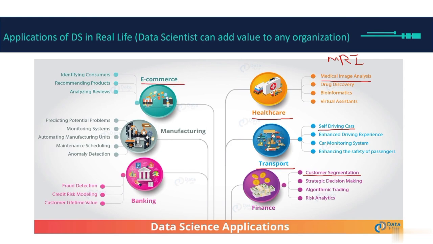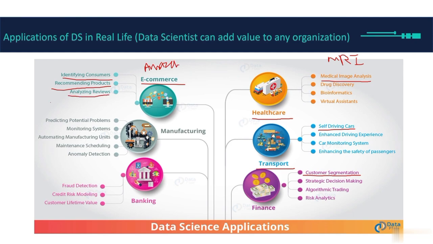In finance, we have something called customer segmentation, just like the one I explained about Amazon. In e-commerce, identifying consumers is almost the same thing as customer segmentation. Recommendation system, recommendation engine in e-commerce means something like Amazon. Okay, recommendation engines that I explained.